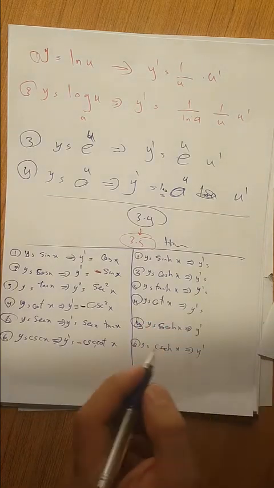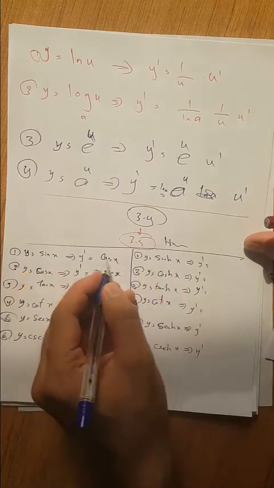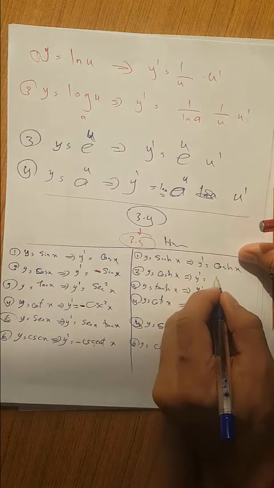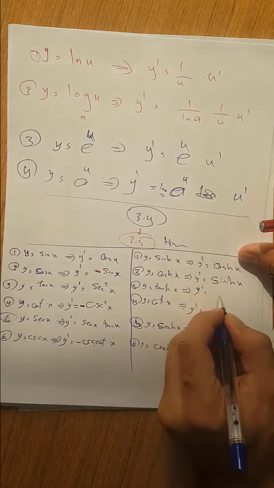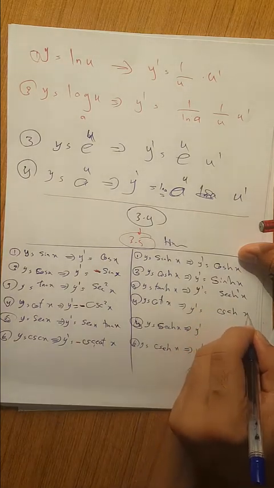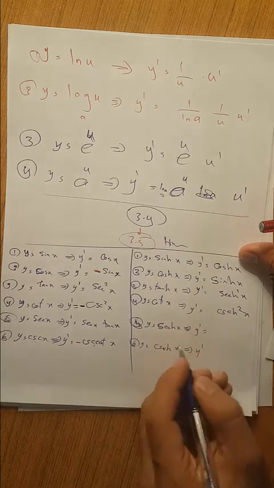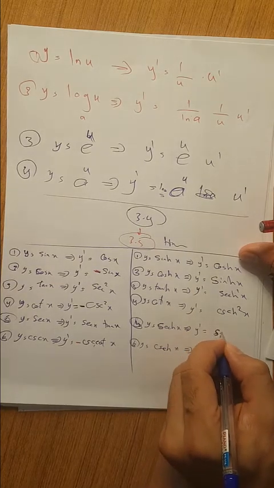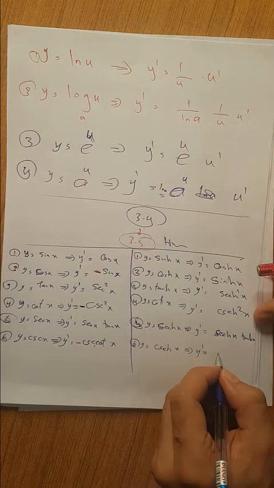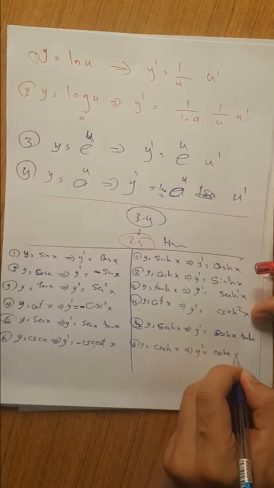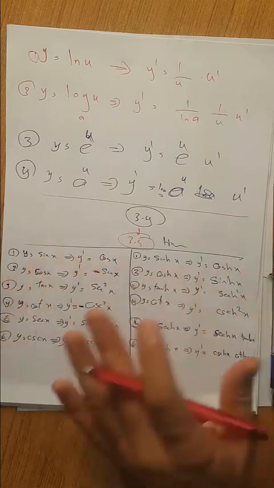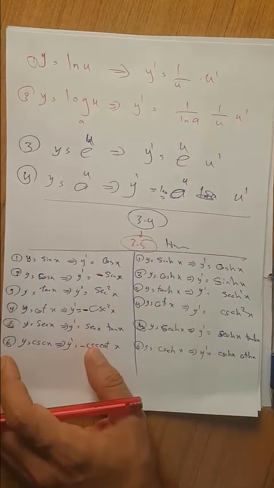Look at the difference. The first ones, they are the same. So sine's derivative is cosine, and here sine hyperbolic's derivative is cosine hyperbolic. Then secant hyperbolic square, cosecant hyperbolic square, secant hyperbolic times tan hyperbolic of x, cosecant hyperbolic times cotan hyperbolic. As functions, they are the same. There is no difference. So don't say, oh, I have many rules. No, you don't have many rules.